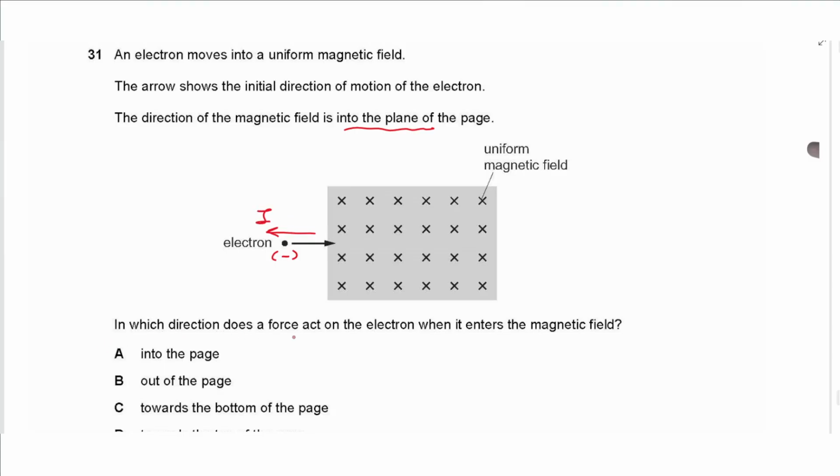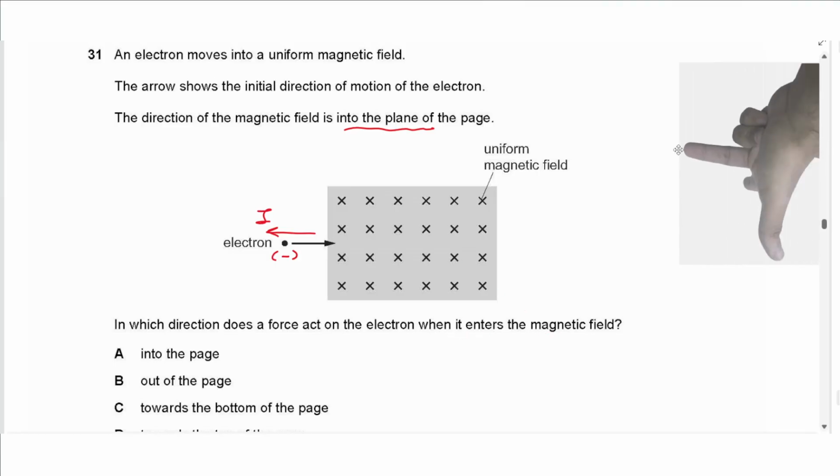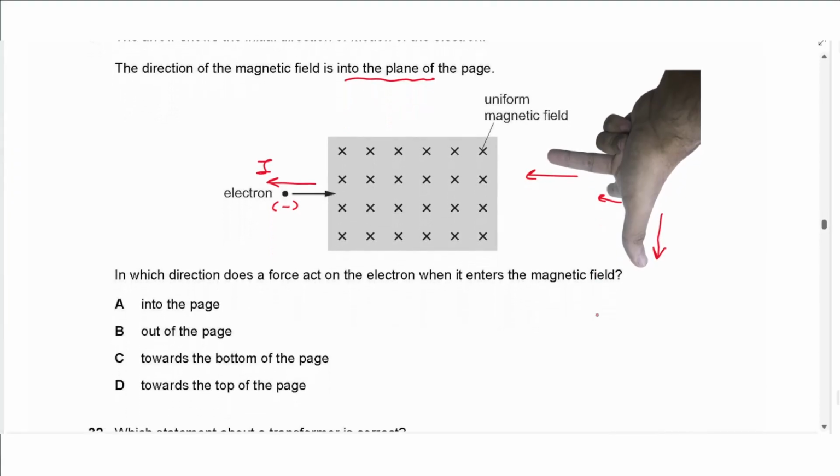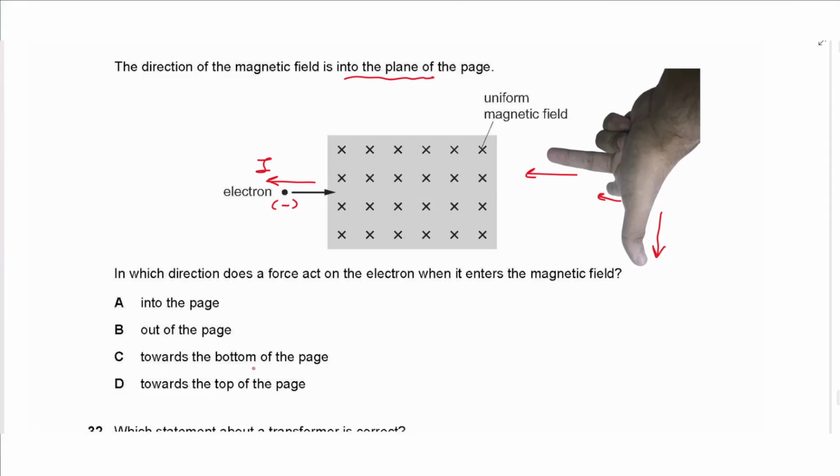In which direction does a force act on the electron when it enters the magnetic field? So we use Fleming's left-hand rule for that, with the current pointing to the left and the index finger, which is the magnetic field, pointing into the page. The thumb will be pointing downwards, so it's not into the page, it's not out of the page, toward the bottom of the page, so the answer is C.